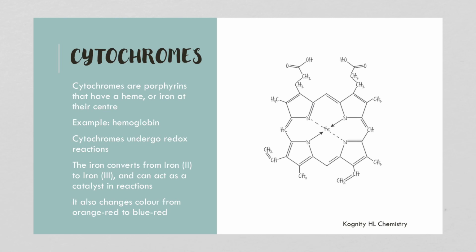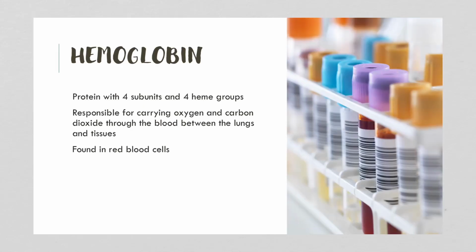Cytochromes are porphyrins that have a heme, or a central iron atom, right here at their center. Hemoglobin would be the example, and you can see all the different functional groups again. Cytochromes can undergo redox reactions, which converts the iron from iron 2 to iron 3, and it can act as a catalyst in reactions. It also changes color, going from orange red to blue red. We'll talk a little bit more specifically about that in the next few minutes.